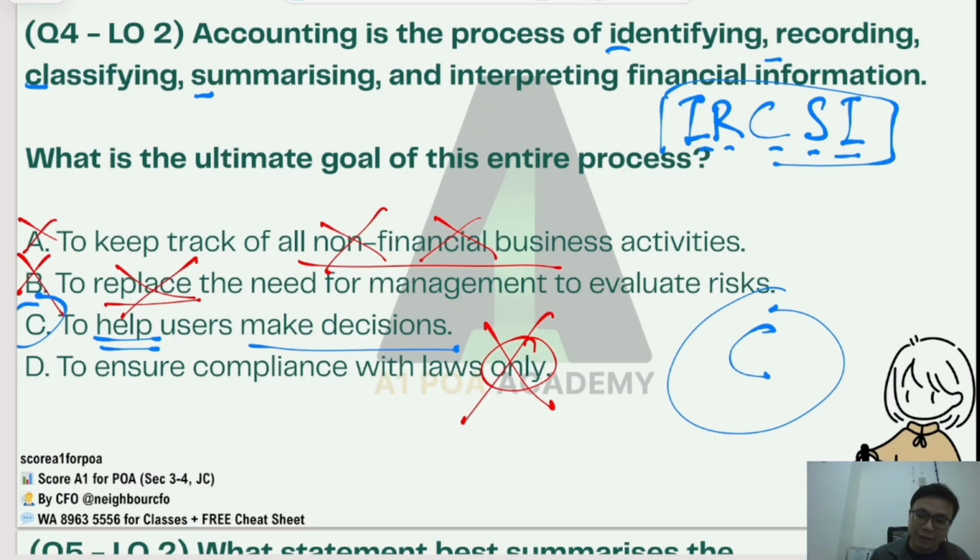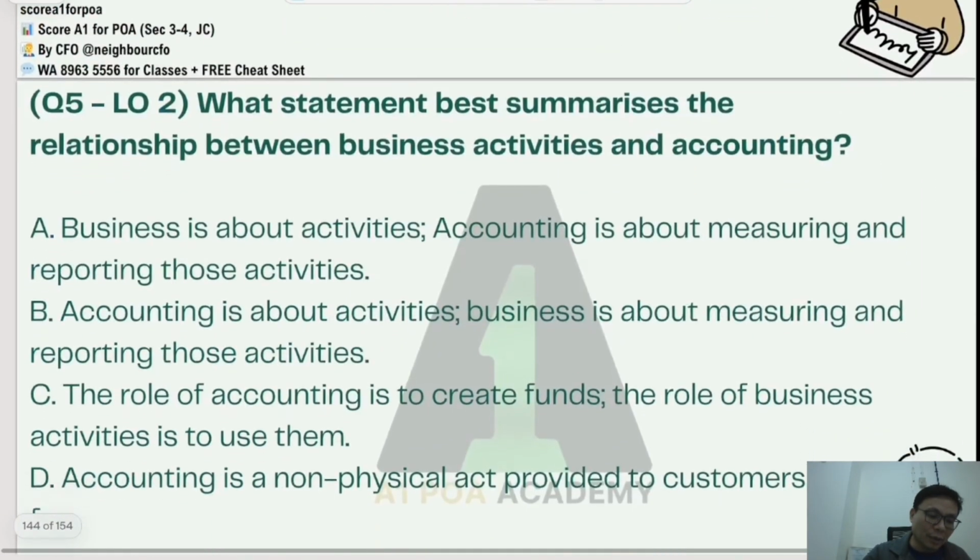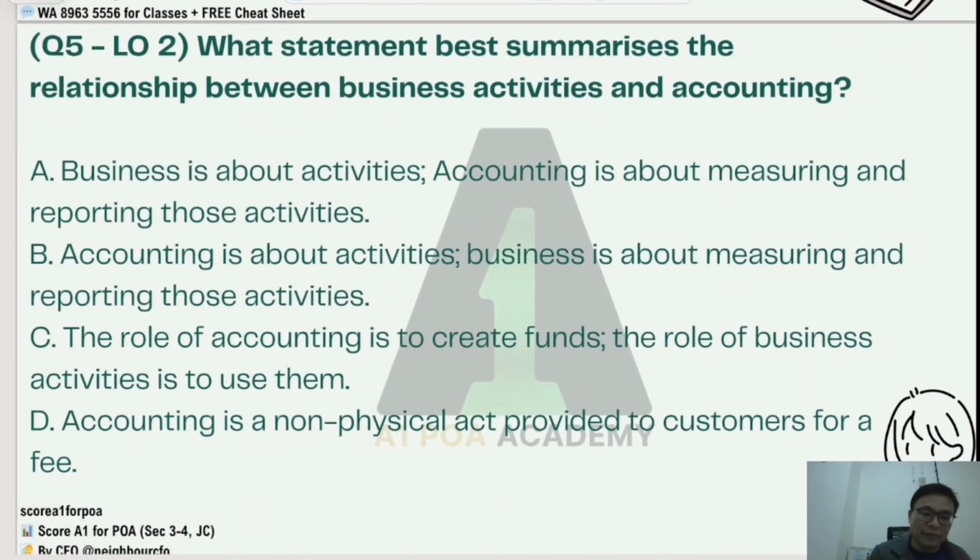And therefore, answer is C. Let us now take a look at question number 5, still under LO2. The question is as follows. What statement best summarizes the relationship between business activity and accounting? In this instance, at one glance every option sounds right, but again we need to zoom into the details in order to pick up the correct option.